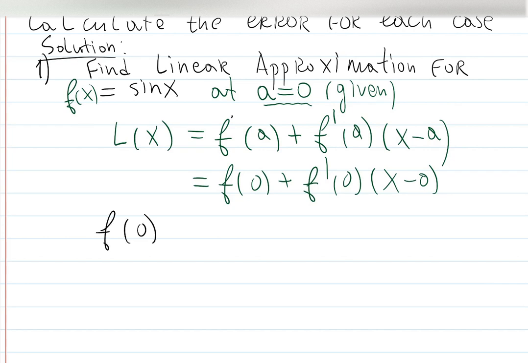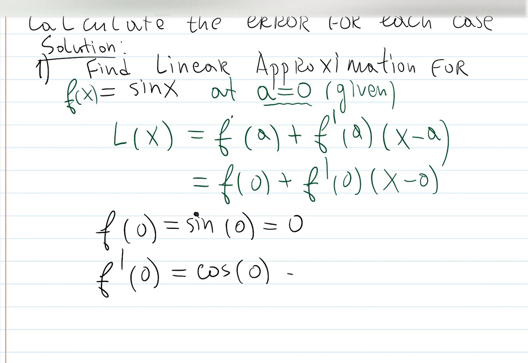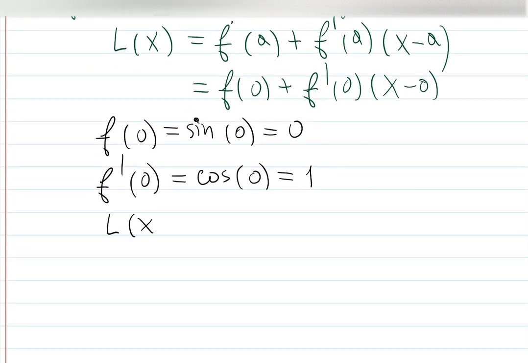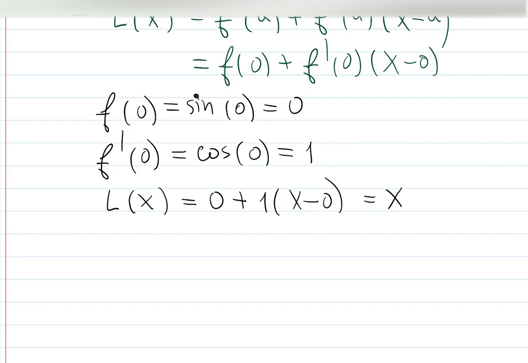So f at 0 is sine at 0. Sine at 0 is what? 0, good job. Then f prime at 0 is, what is the derivative of sine? Cosine at 0. What is cosine of 0? 1. Thus, the linear approximation for this function is f of 0, which is 0, plus 1 times x minus 0. If you simplify all of this, it just becomes x. So it's crazy, but it's actually not crazy to say that sine of x behaves approximately like x around 0.